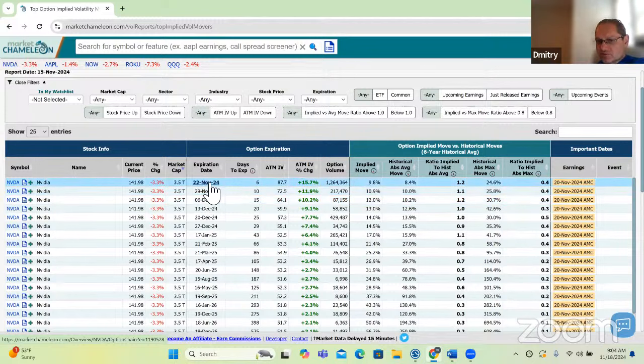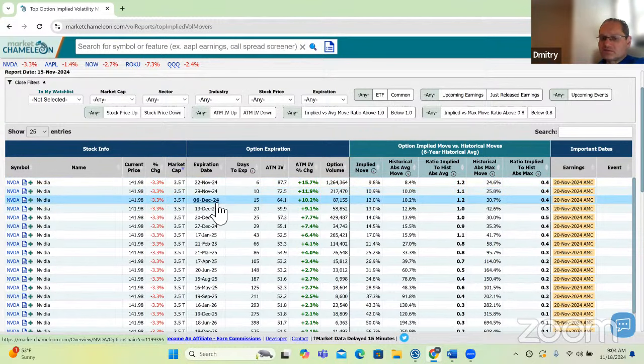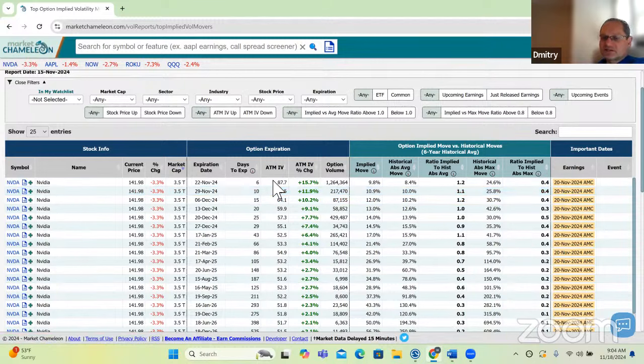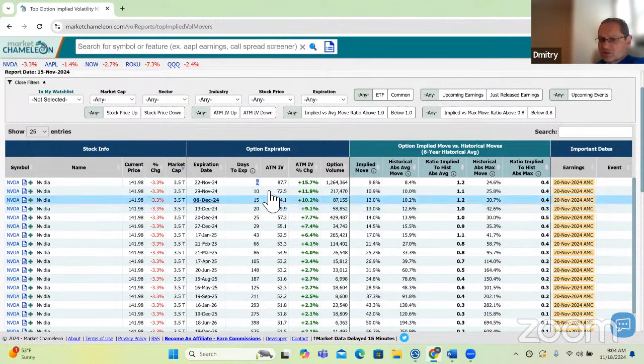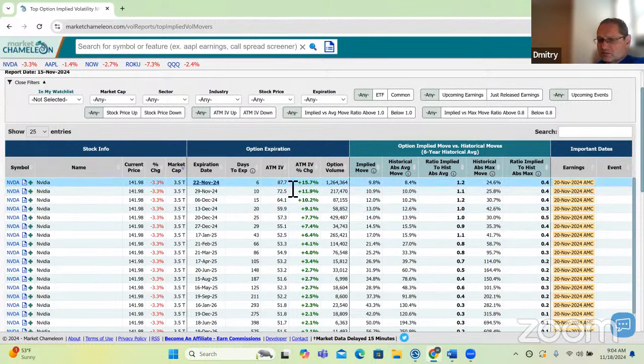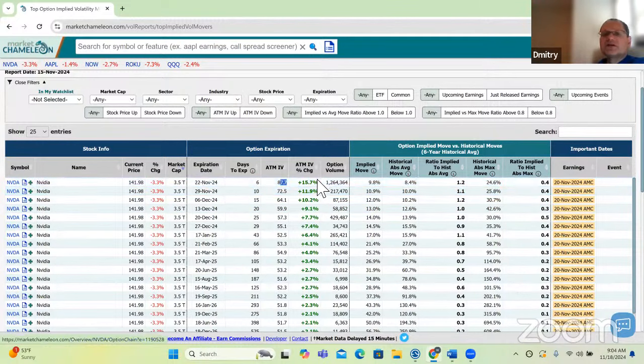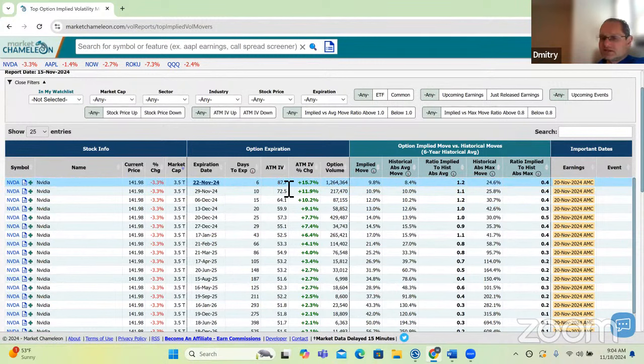So here you see November 22nd, November 29th, December 6th for NVIDIA. Next to it, just for convenience, we put the number of days to expiration. And then the next column shows us the at the money implied vol. So November 22nd, the at the money implied vol is 87.7.